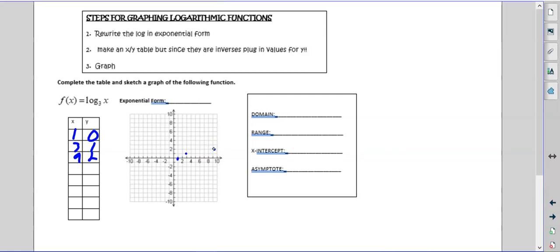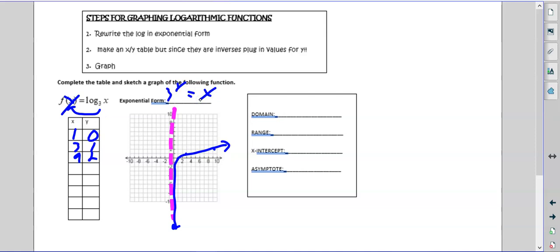And again, our asymptote is going to be a vertical line this time, and so this is going to come this way and just ride on down this line. Okay, exponential form of this, remember this is y, so 3 to the y equals x.